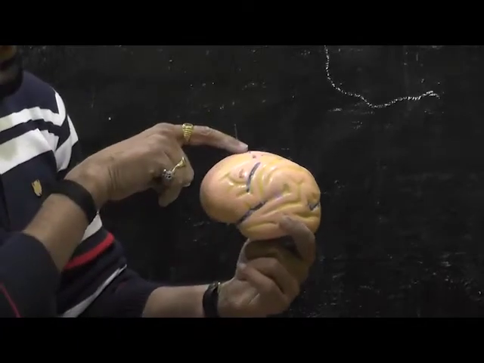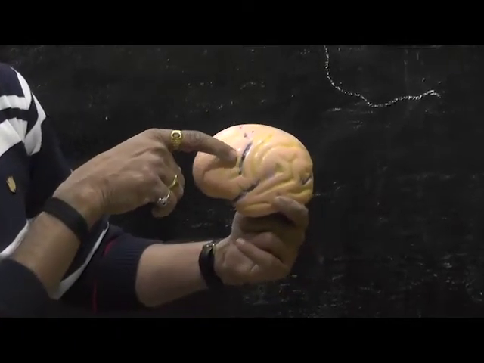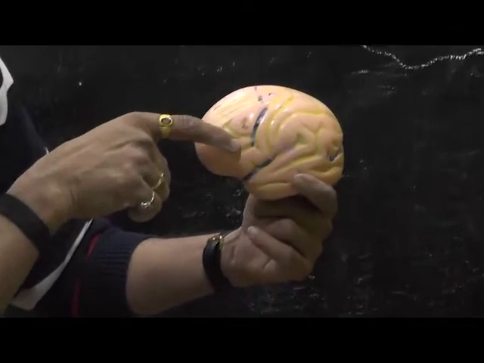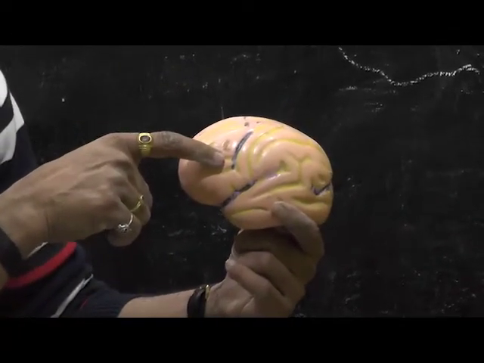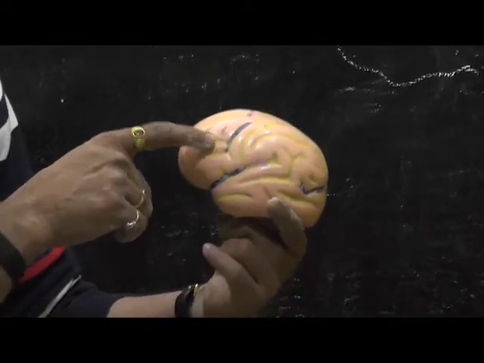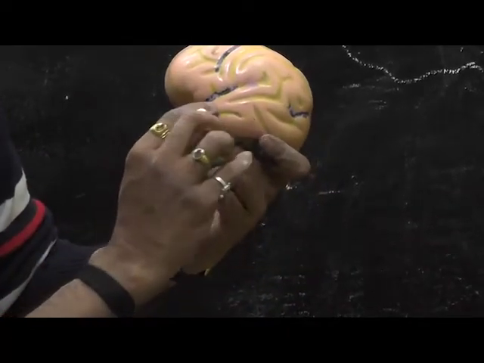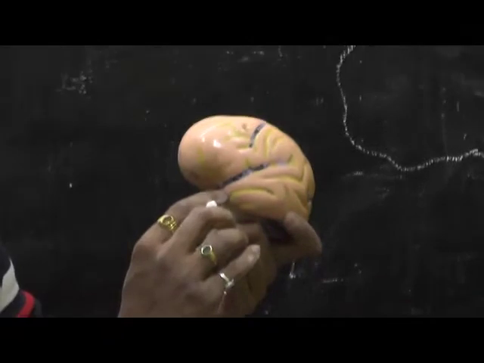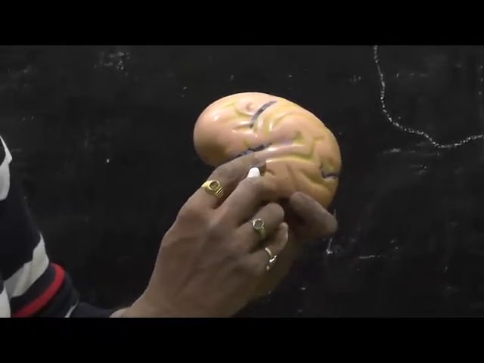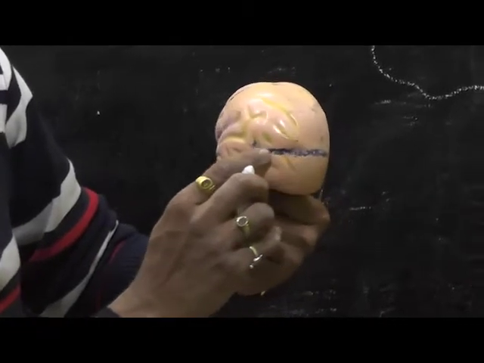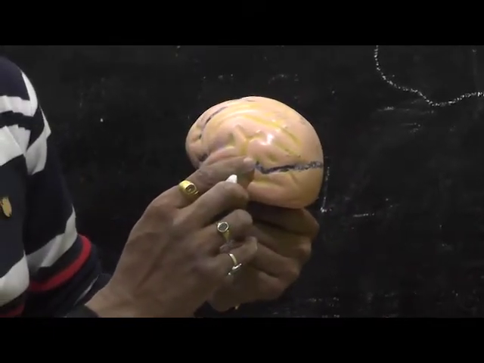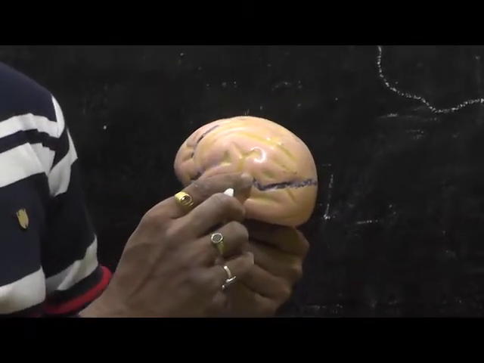Look here, I have shown with the help of chalk. This black line represents one sulcus. It is known as the central sulcus. Second is here, the lateral sulcus. With the help of black color I have marked here the lateral sulcus. And here is a third sulcus. It is known as the parieto-occipital sulcus.